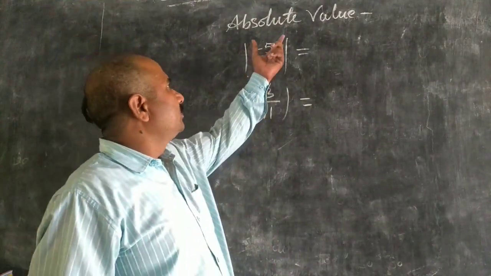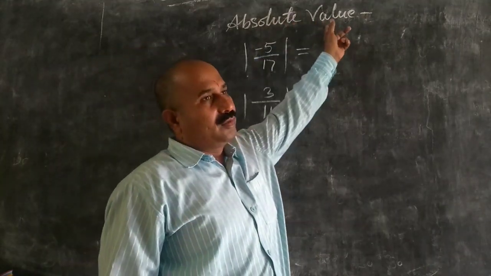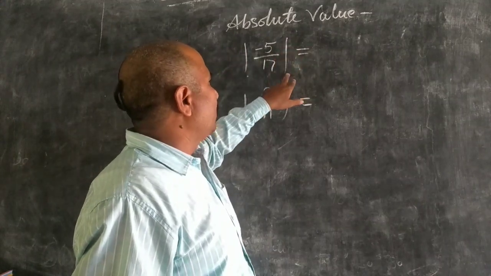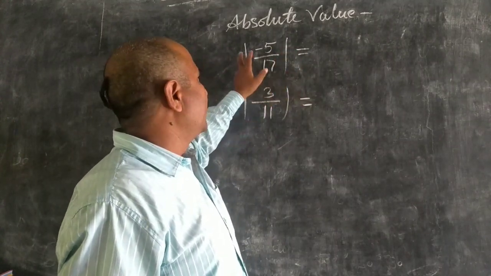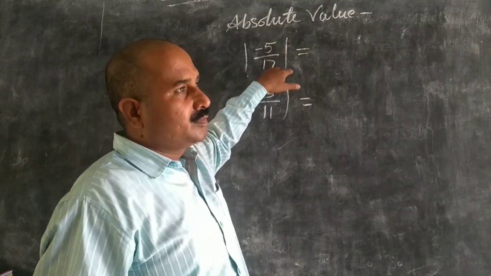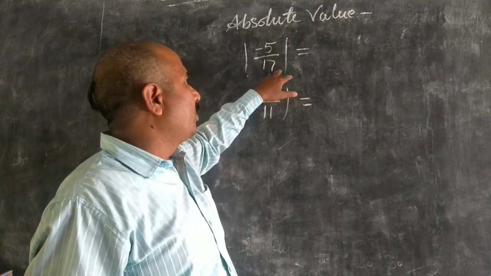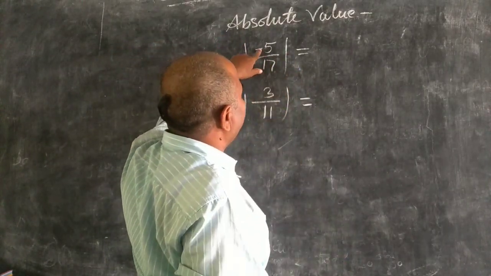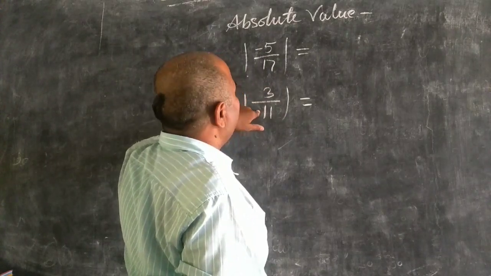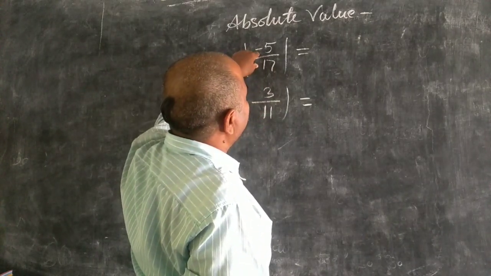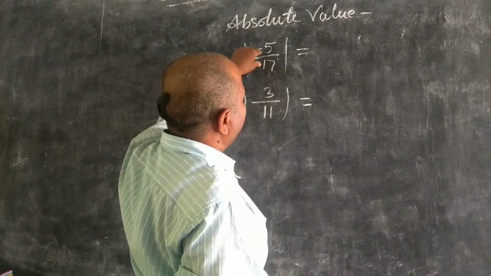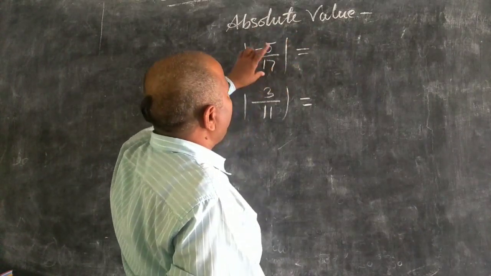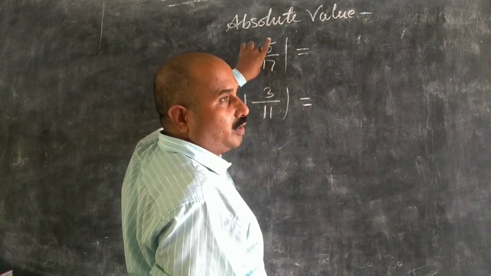Dear students, the next topic is absolute value. You should know these two lines which have been drawn perpendicular. This is the sign of absolute value. And I want to remind you, if any number is between these two lines, either in negative form or positive form, you have to change this negative rational number or this positive rational number into absolute value. So absolute value is always positive.